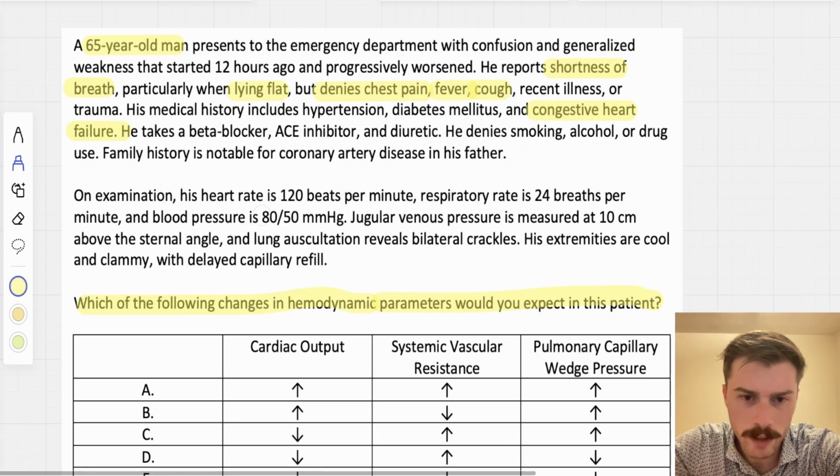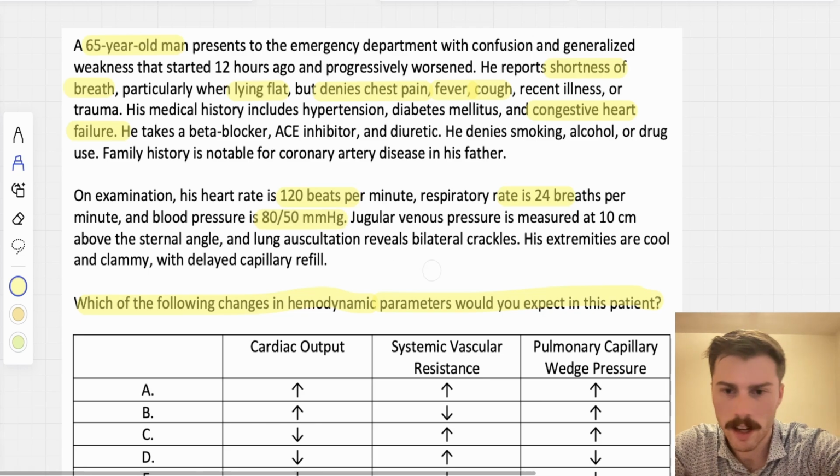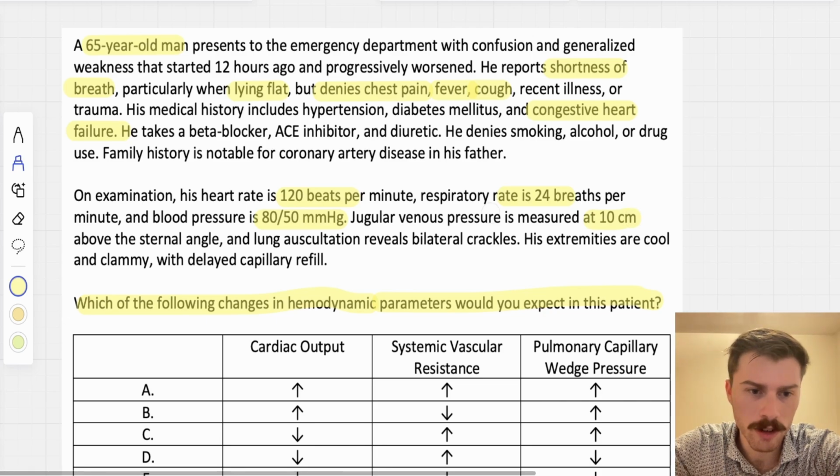Here, we've got sort of objective findings going on. We've got our vitals, 120 beats per minute pulse. He's tachypneic and hypotensive, 80/50. So definitely a shock question. JVP is 10. So good to know, your normal reference range is around 6 to 8 centimeters. So this is elevated JVP.